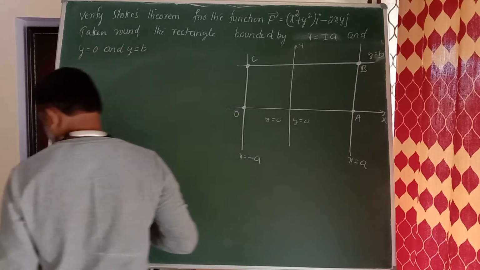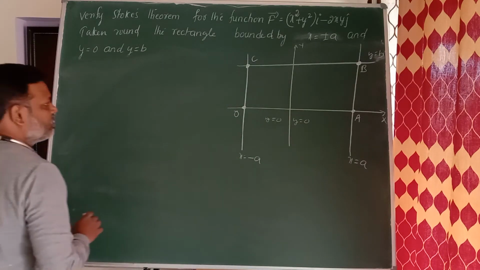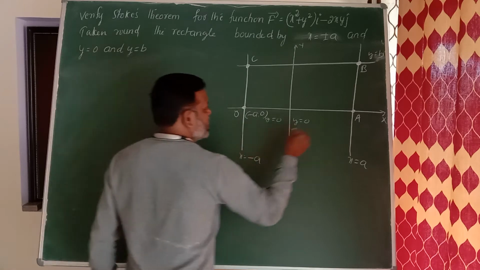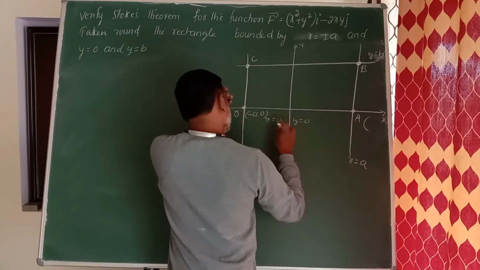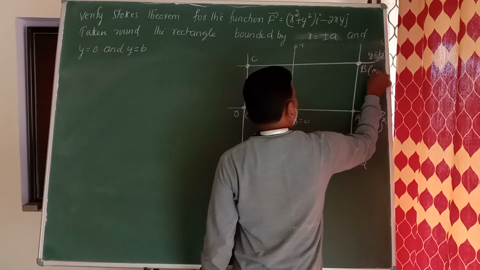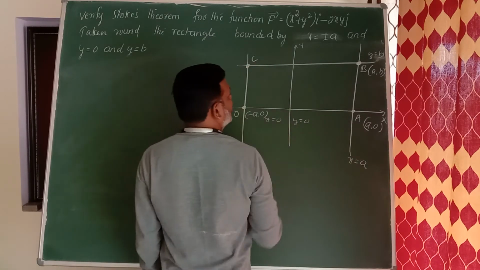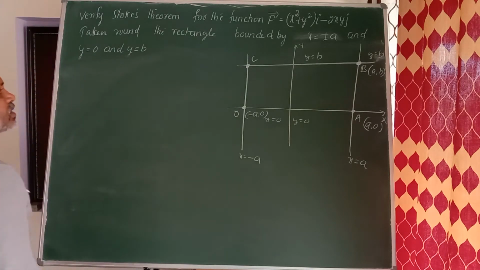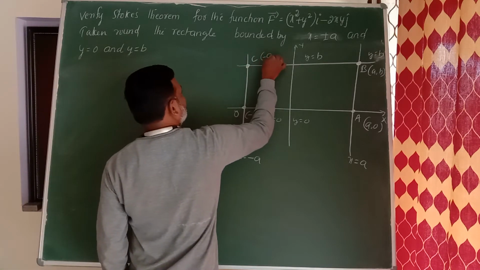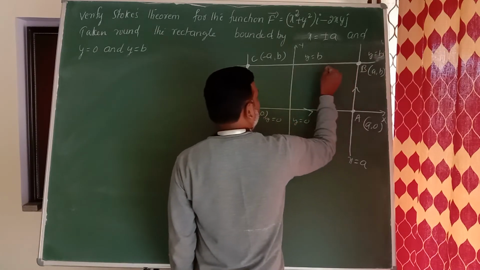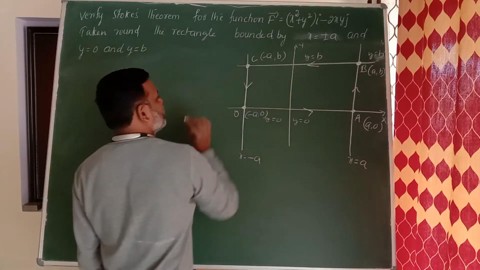O is taken as minus a comma 0. Why is it minus a comma 0? This is minus a. Here the x is plus a comma 0, that is A, and here B is a comma b. So this is the line y equals b. And the condition for C is: x coordinate is minus a, y coordinate is b. The direction is OA, AB, BC and CO as usual.